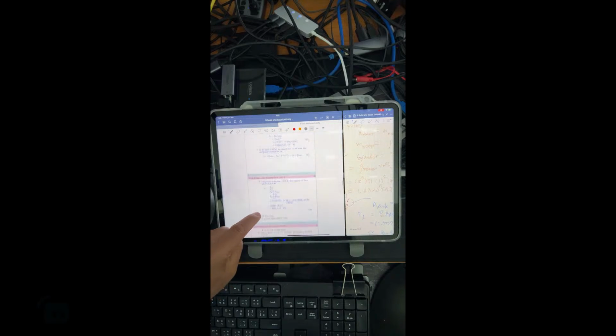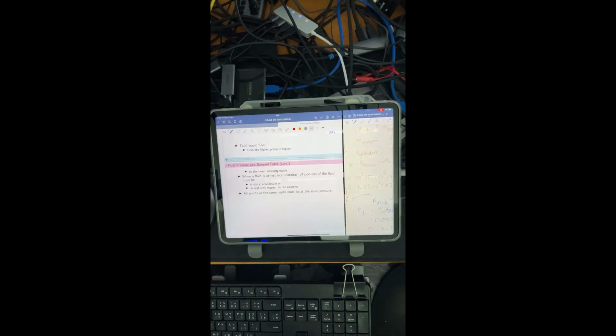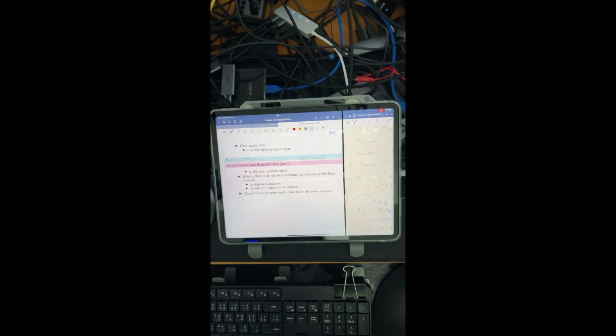Now we complete this example, and let's talk about fluid pressure, and we're going to start buoyant force later. Fluid flows from the higher pressure region to the lower pressure region. That's the main thing you may have heard. When fluid is at rest in a container, all portions of the fluid must be in static equilibrium, at rest with respect to the observer. It has no movement, and all the points at the same depth must be at the same pressure.